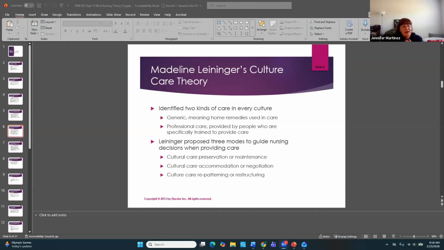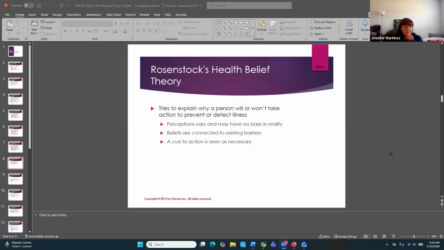And then cultural care repatterning or restructuring. Again, her theory is concerned with respecting our cultural differences, but providing that safe environment. So again, it's a matter of looking at their cultural practices, and then providing a safer alternative, so that they can still incorporate those. And again, her theory was really the foundation to providing that culturally competent care for our clients.